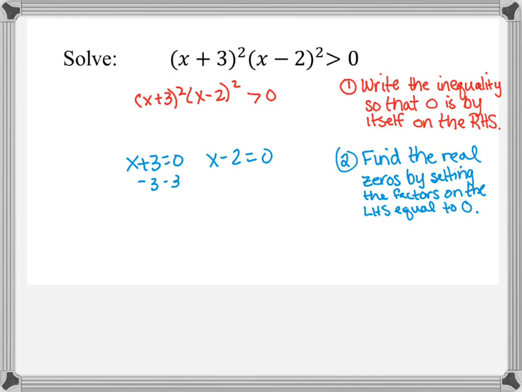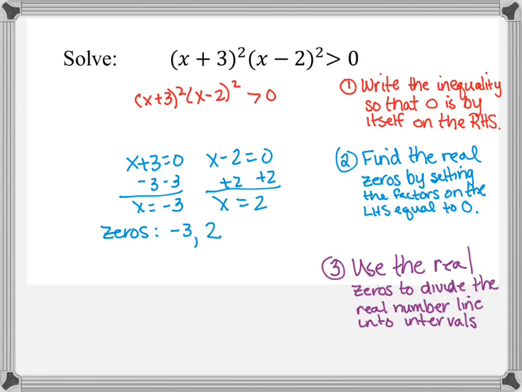So if I subtract 3 from both sides in the first one, I get x is negative 3. If I add 2 to both sides in the second one, I get x is 2. So I have 2 zeros. My zeros are negative 3 and 2. And I try to make a habit of writing them in numerical order, so from smallest to largest.